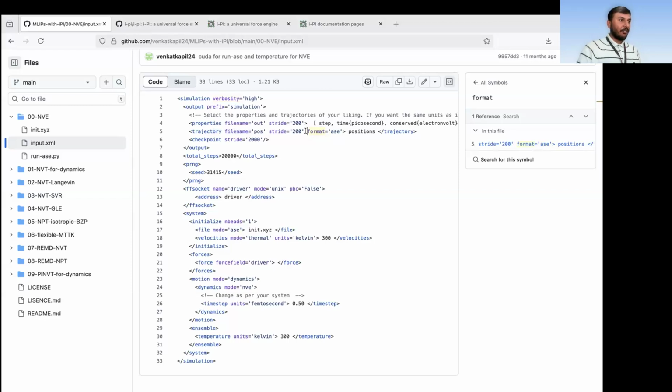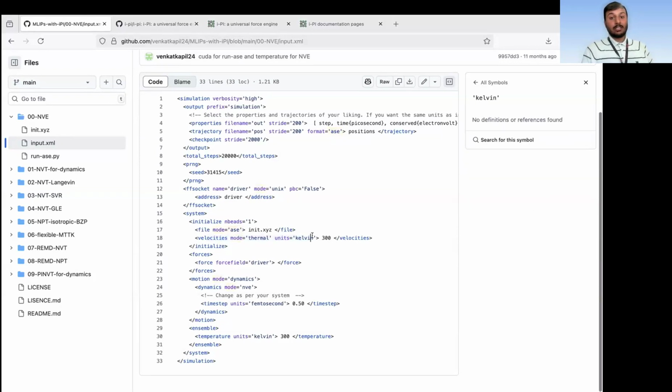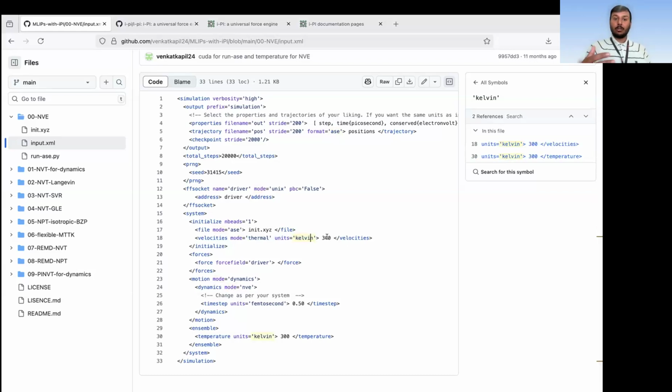So if that's the file format you're comfortable with, or you want to use later on, you just specify format is equal to ASE. If you are from the biomolecular community, you want to use PDBs, you can just put format is equal to PDB, and it's all good as well. Some of the other things I want to touch upon are the initialization block, which again requires an XYZ file. It could be a PDB file, but if this is the ASE formatted XYZ file, which is also known as the extended XYZ, then you just have to provide this. And for velocities, you can specify the units in which you want to thermalize the initial velocities.